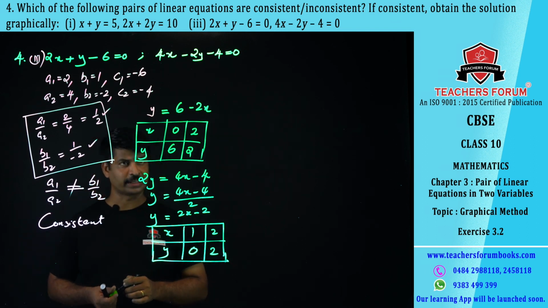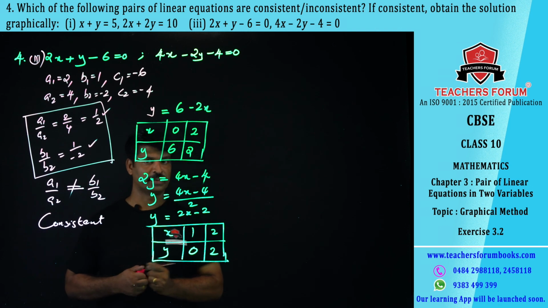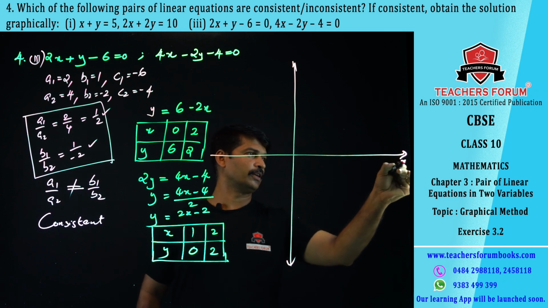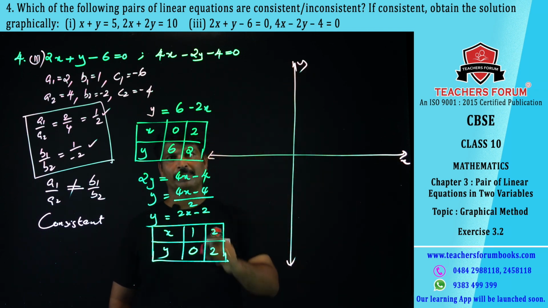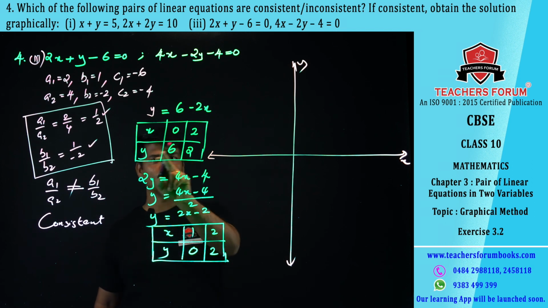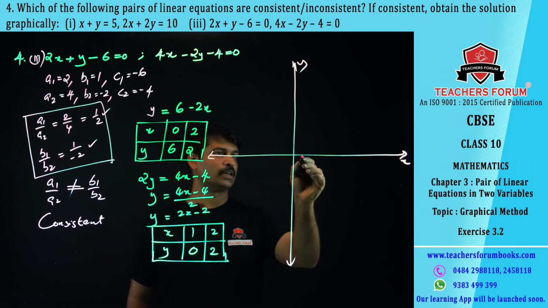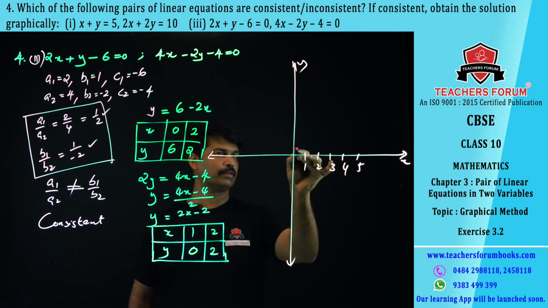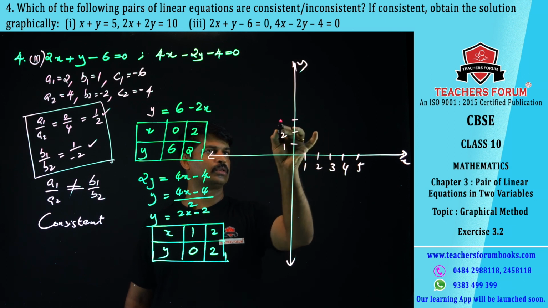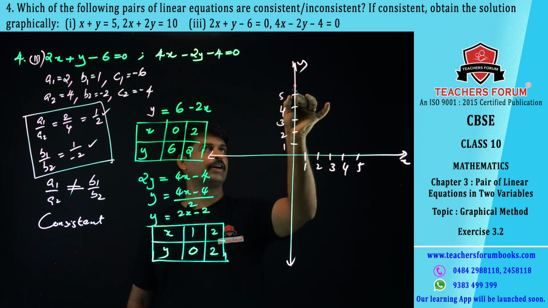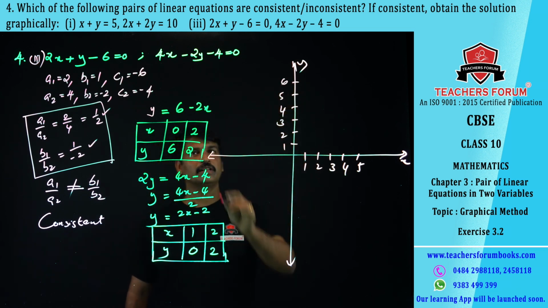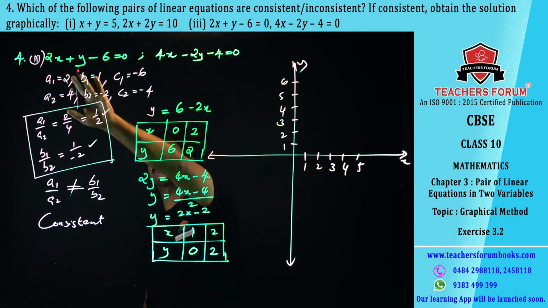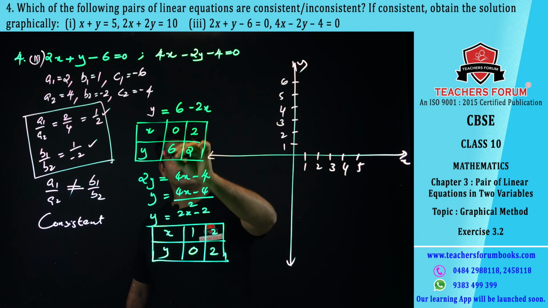Now let us draw the graph for this pair of linear equations. You know how to draw the graph? Draw the x-axis and y-axis. The maximum value of x is 2, and the maximum value of y is 6. Let us put the values 1, 2, 3, 4, 5 here, and 1, 2, 3, 4, 5, 6. Now for the first equation, 2x + y - 6 = 0, let us plot the graph.